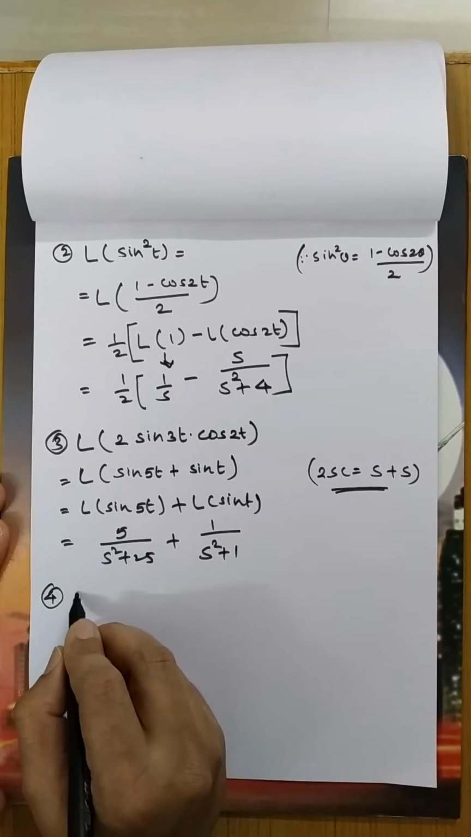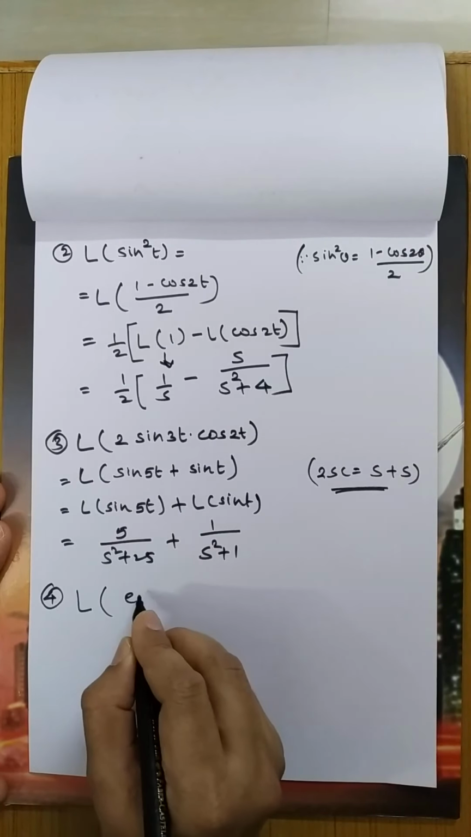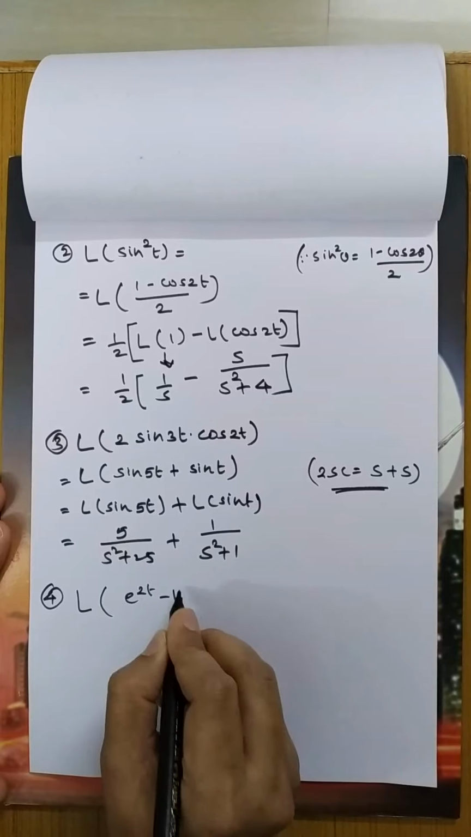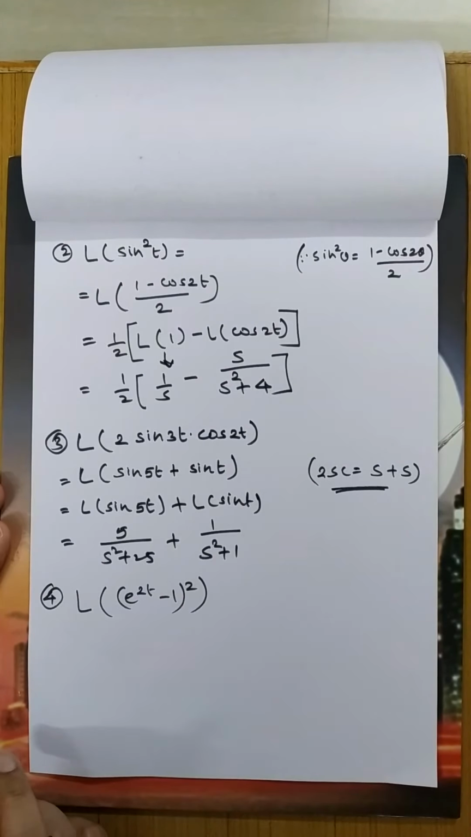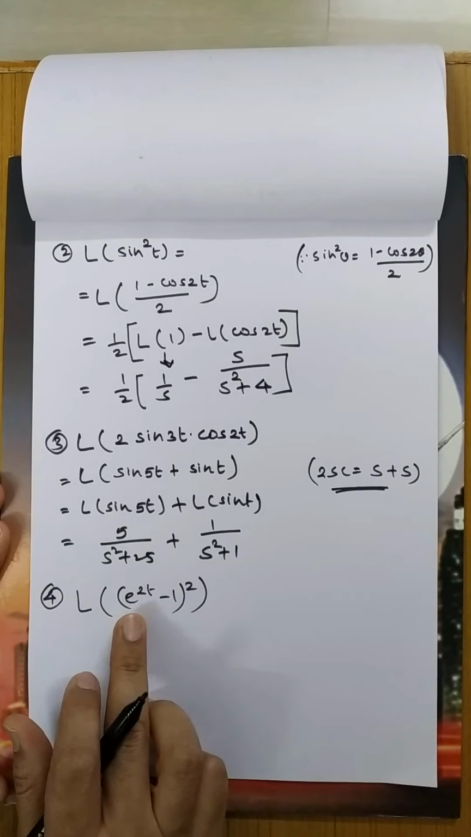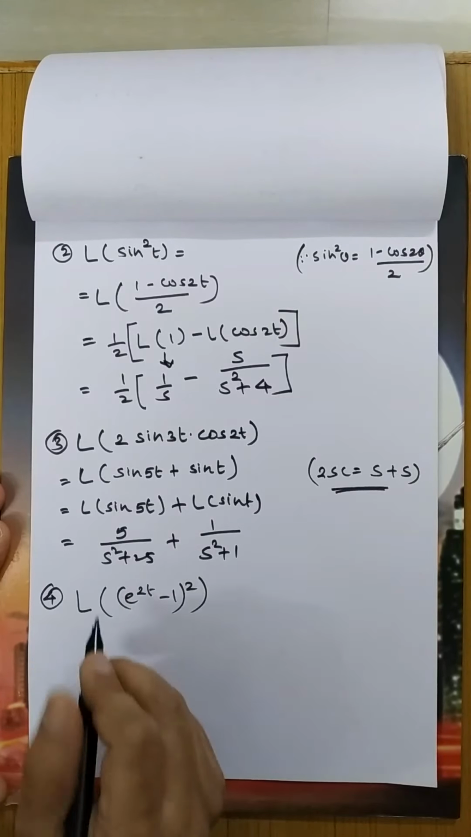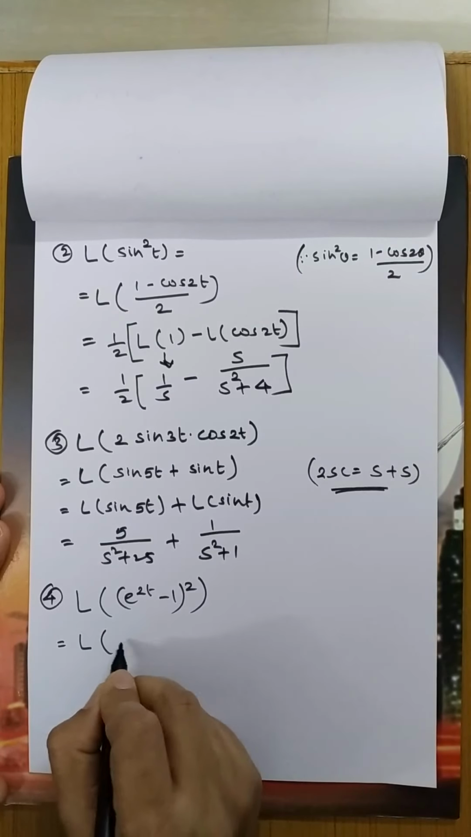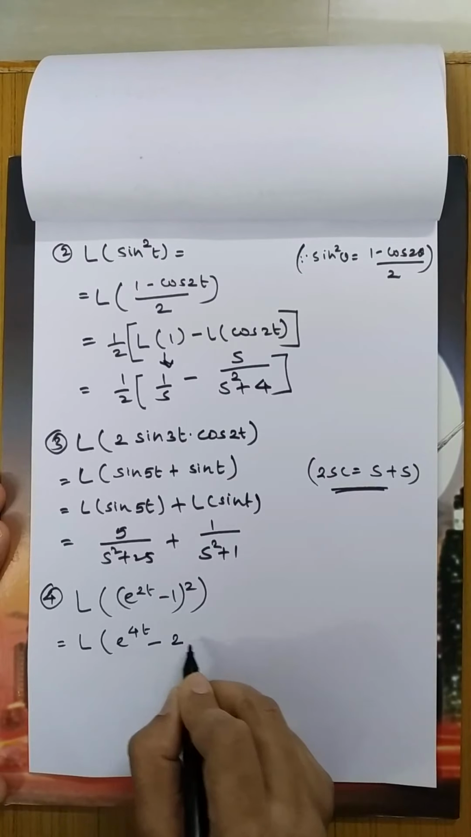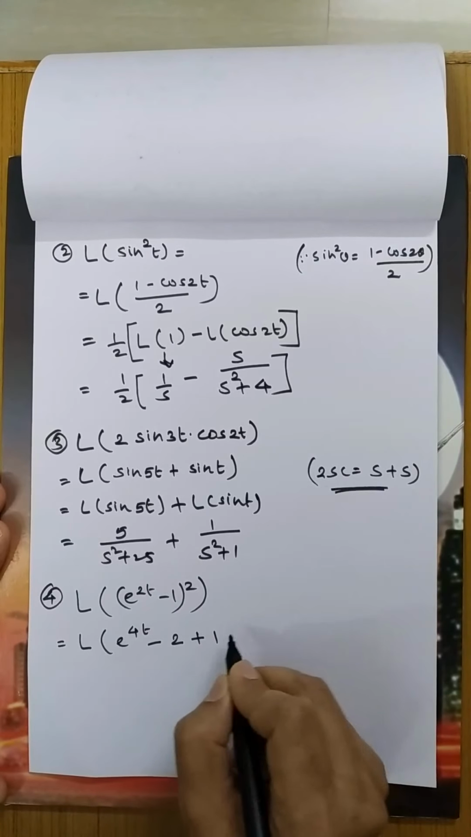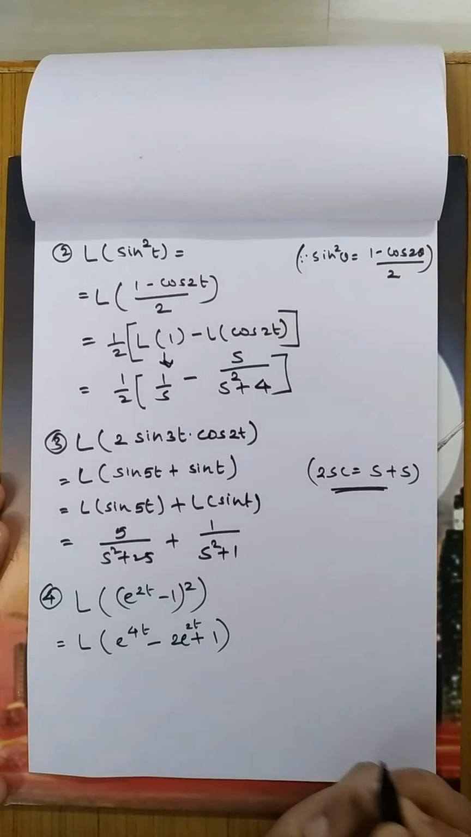Think about Laplace of (e raised to 2t minus 1) whole square. We cannot apply Laplace of e raised to 2t directly because this is the square of this function. So first we have to simplify. Laplace of e raised to 4t minus 2 into e raised to 2t plus 1. Okay.